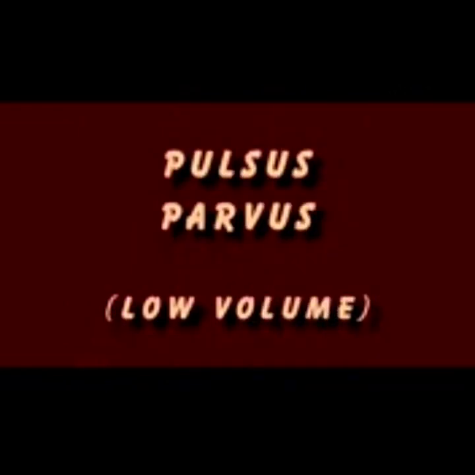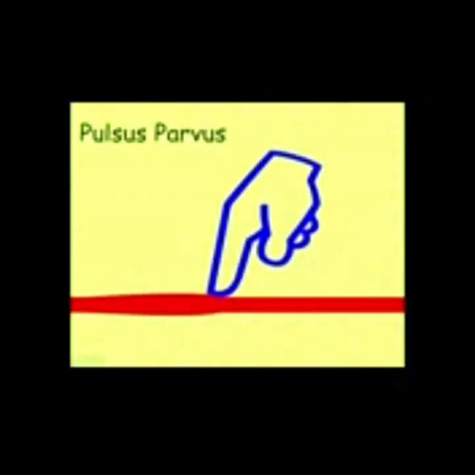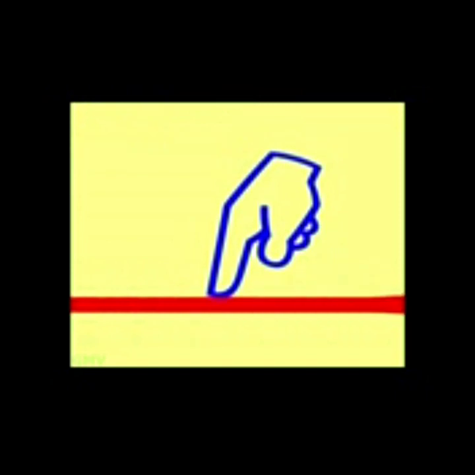Pulsus parvus is a low volume pulse seen in states of hypovolemic shock and aortic stenosis. Here the amplitude or degree of expansion of the pulse is very small. This is pulsus parvus or low volume pulse.